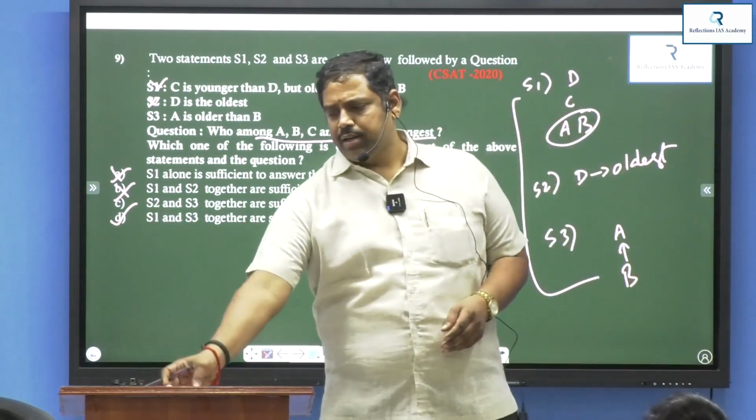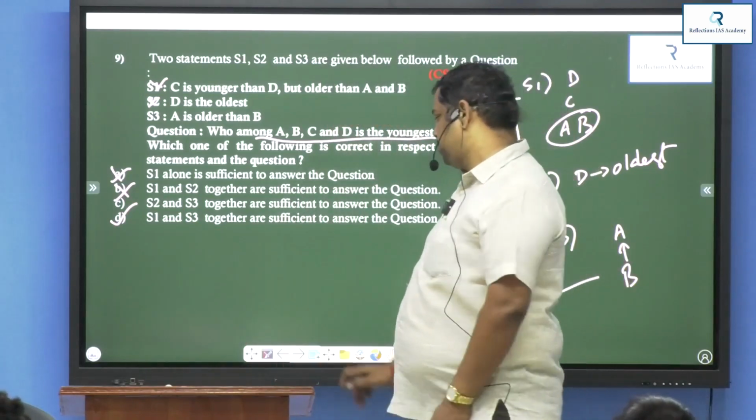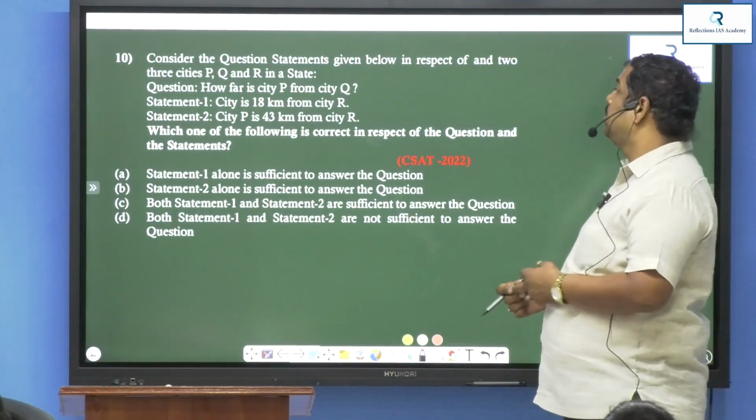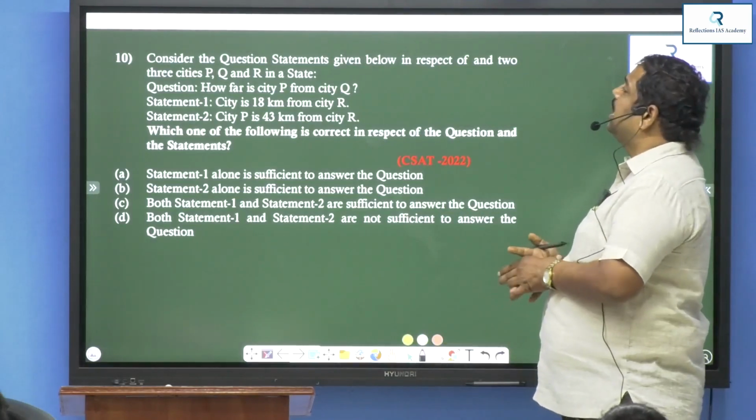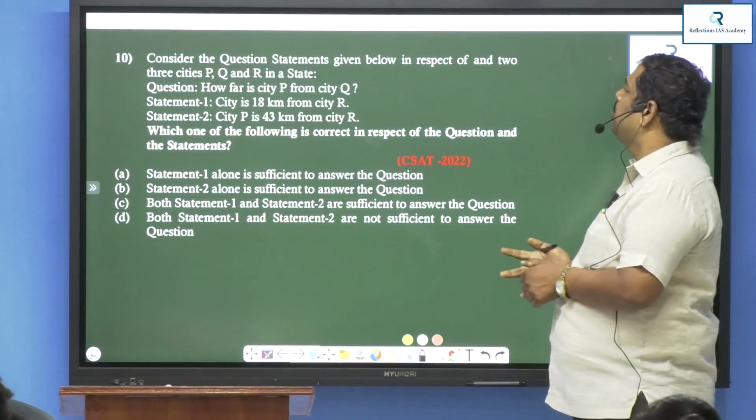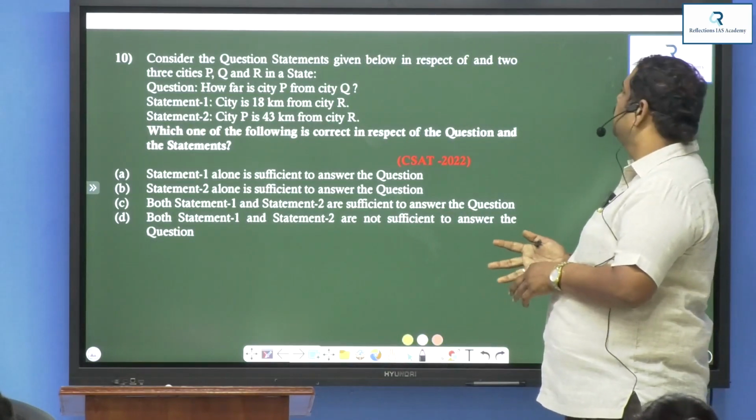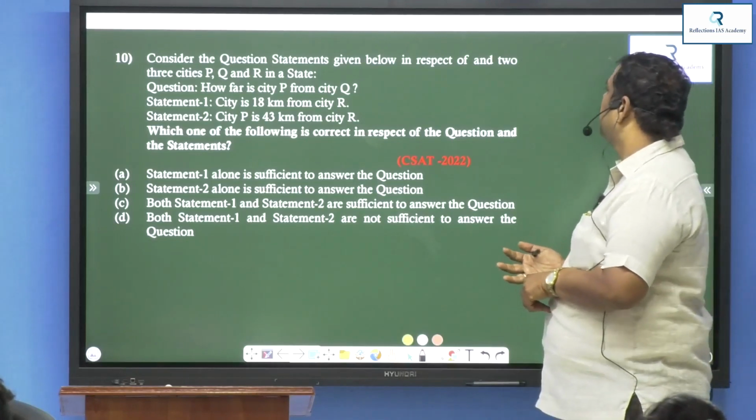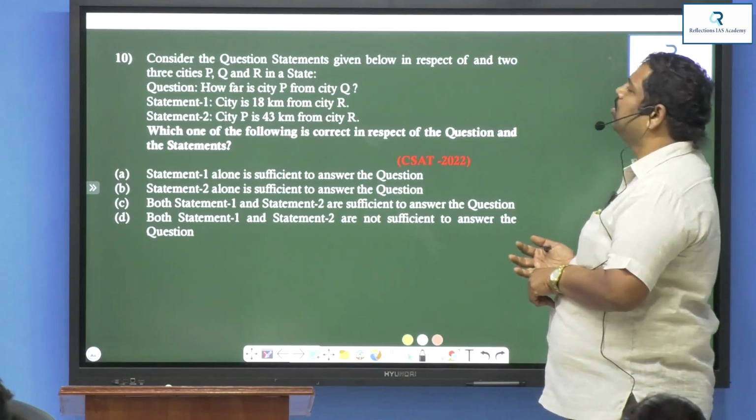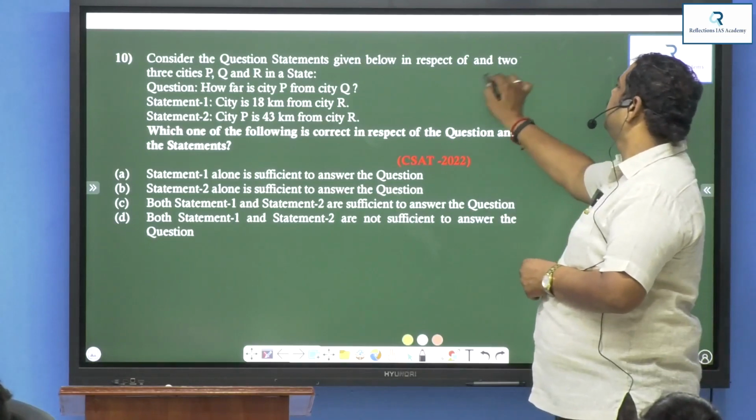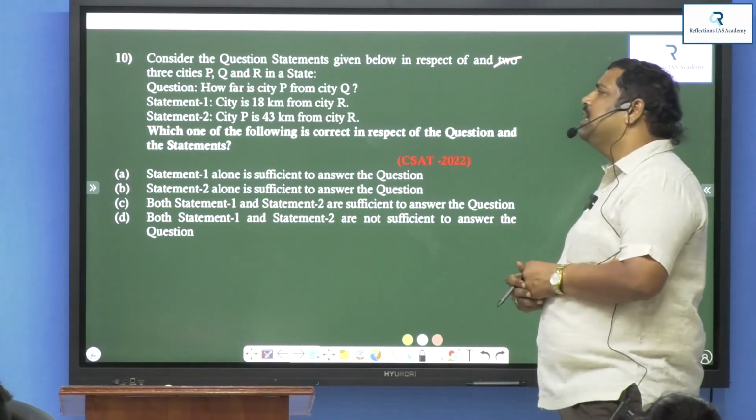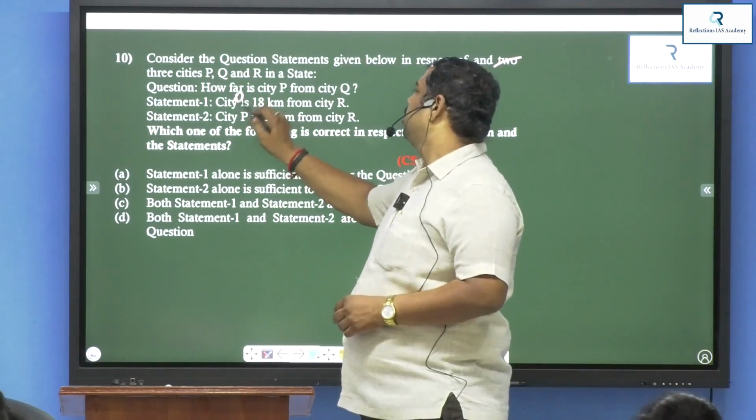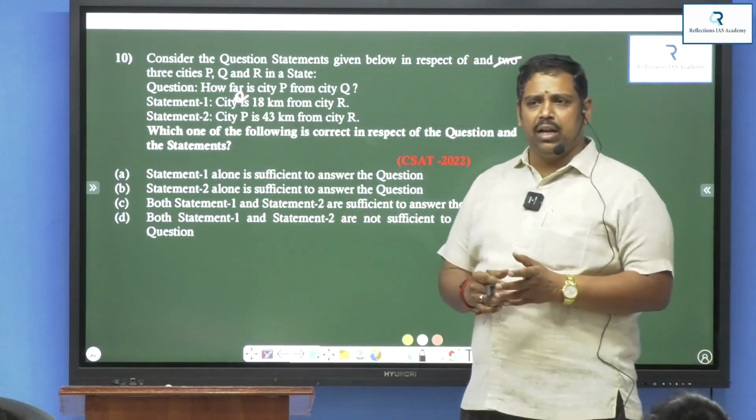Can I go to the next question here? Question. Consider the question statements given below in respect of three cities, P, Q, R in a state. Okay. How far is city P from city Q? Okay. He is asking about the distance between P and Q.